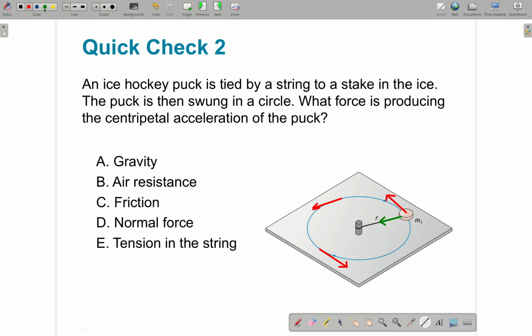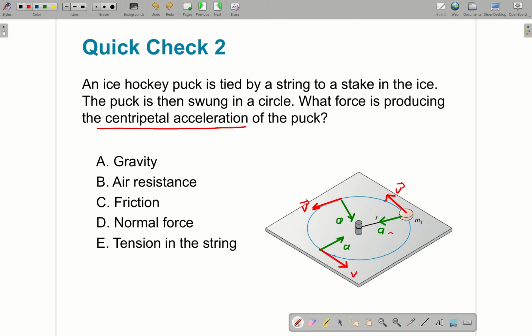Notice anywhere along the circle we also have an acceleration towards the center, and it's always perpendicular to the velocity. So here is my acceleration towards the center, and my velocity perpendicular to the acceleration. Magnitude is constant, but direction is always changing. Now the question is talking about centripetal acceleration. This acceleration is called centripetal.